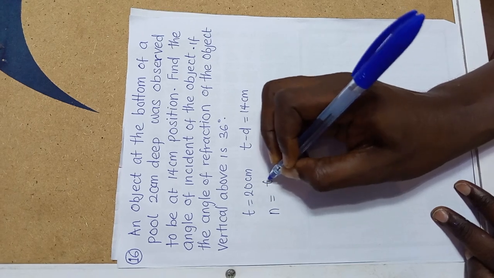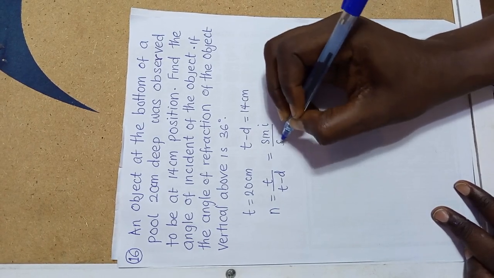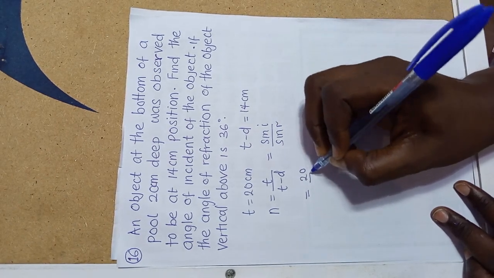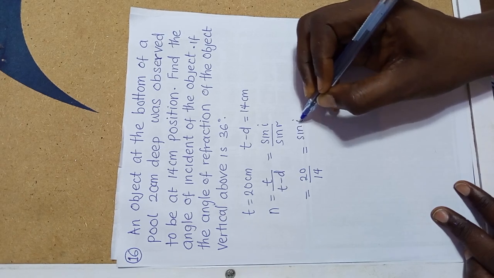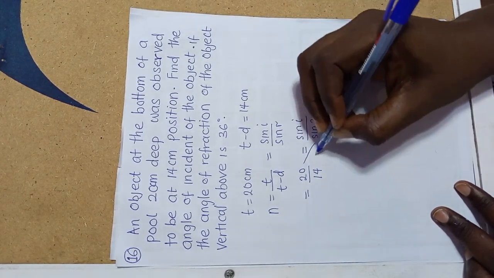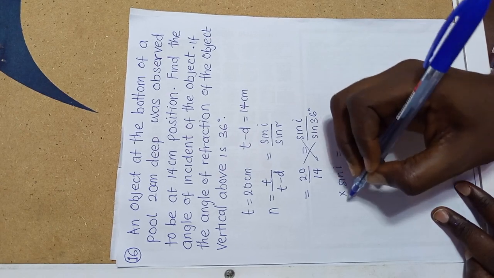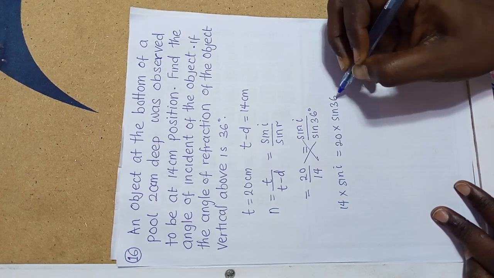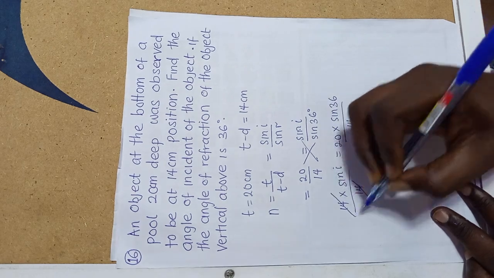So N equal to T over T minus D equal to sine I over sine R. So what we want to have is 20 divided by 14 equal to sine I over sine R, which is 36 degrees. Cross multiply, we want to have sine I times 14, this times this, then 20 times sine 36. Divide both sides by 14, we have this, eliminate this.